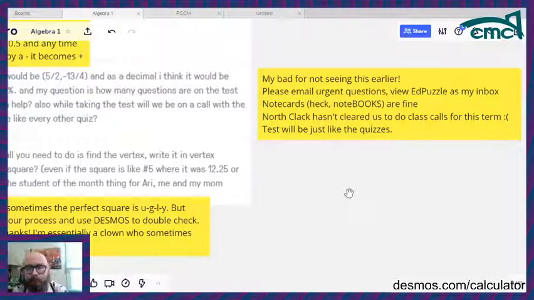Note cards are fine. Heck, you could probably use your whole notebook if you want. I can't really police that. Ultimately, as long as you're understanding the math, that's what I care about. Do you have to have a safety net? I don't really care. The thing that I like about the note cards when we're in person is it gives you that safety net of, these are the key things, and it kind of forces you to study.